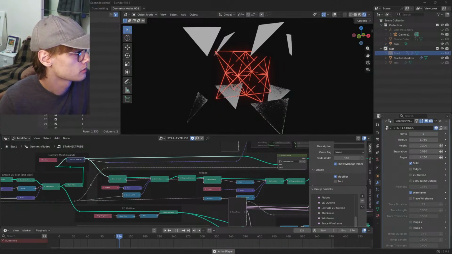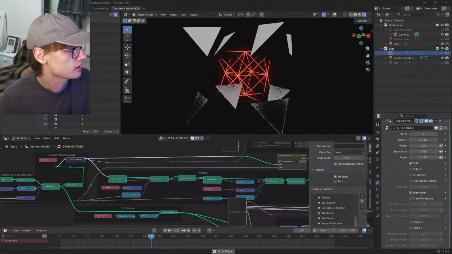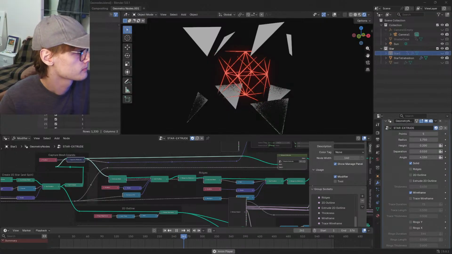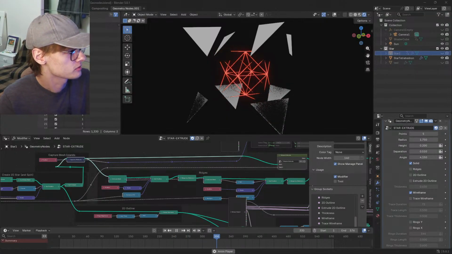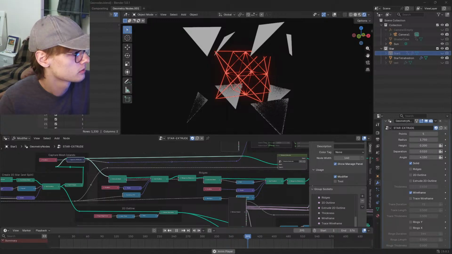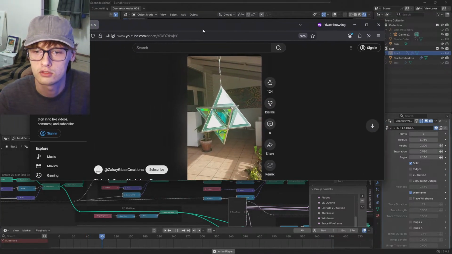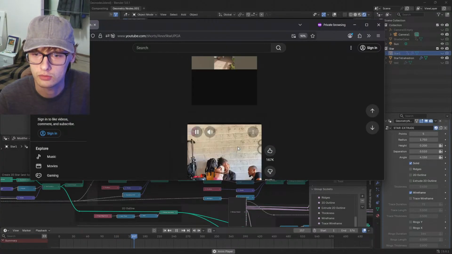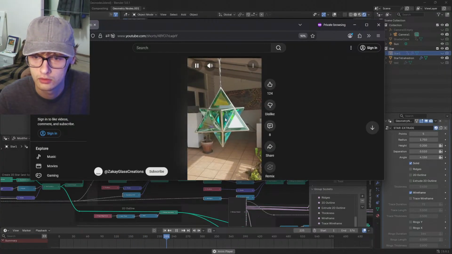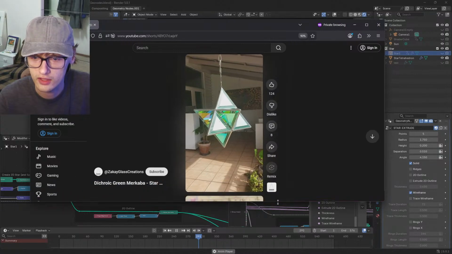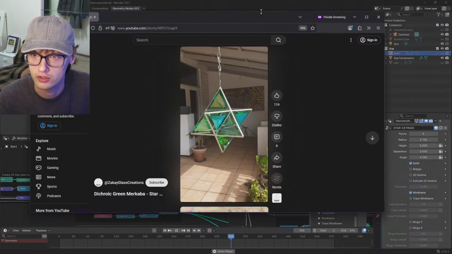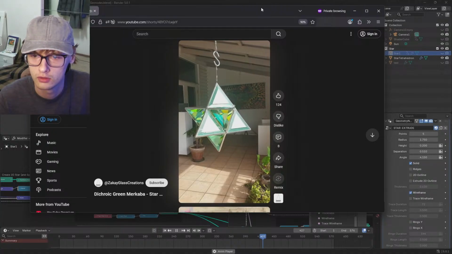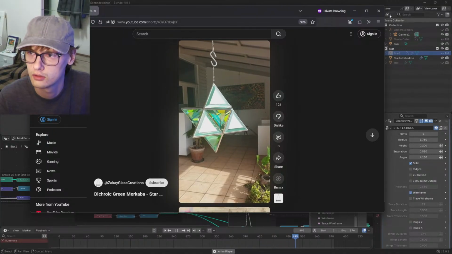Hold on. Trying to figure out how to do this. Managing multiple windows. Is it gonna give me an ad? No. This one right here is actually really cool. So if I made that in 3D, it would be pretty dope, I think. Yeah.